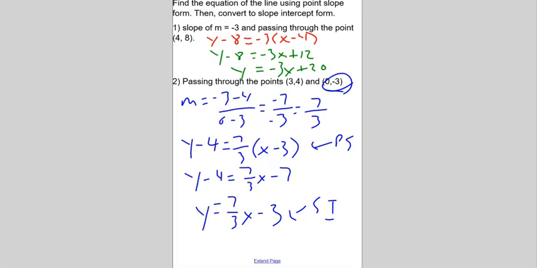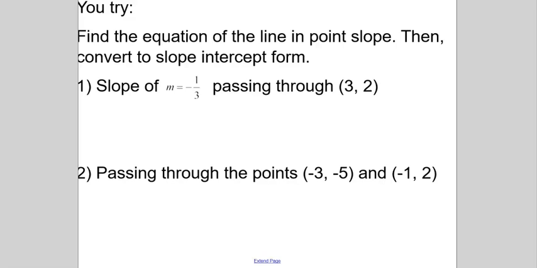So we need to be able to write both of those given different scenarios. Those aren't the only two scenarios, but we can pretty much cover everything after that. So I'm going to let you work on these two. You can pause the video and then work through it. Make sure that you have both point slope and slope intercept form.